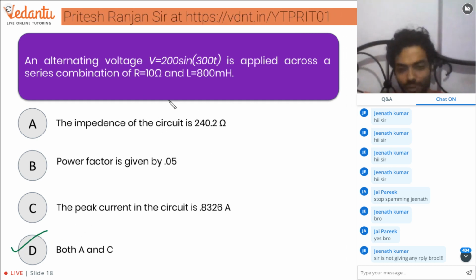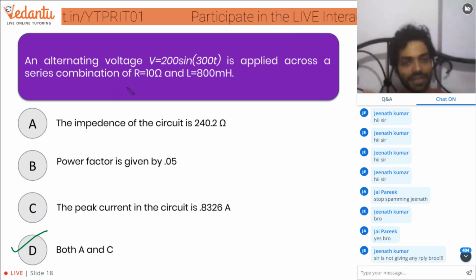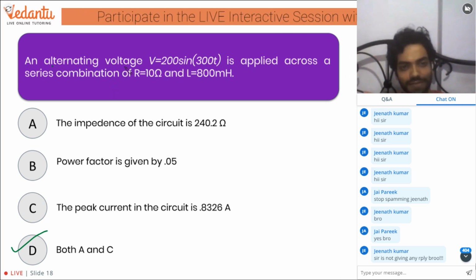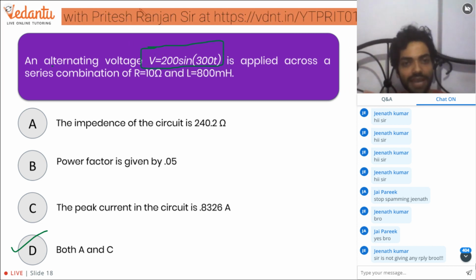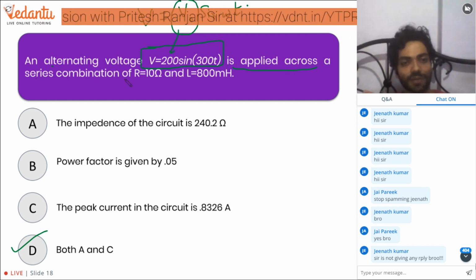So let us just go through this question and try to understand how we got both A and C. You can observe here an alternating voltage V equals 200 sine 300t. If you remember, I have told you the value of voltage from an AC source as V naught sine omega t. So from here, what is the value of V naught? 200. And this is applied across a series combination of R, L circuit. Here L is in millihenry.